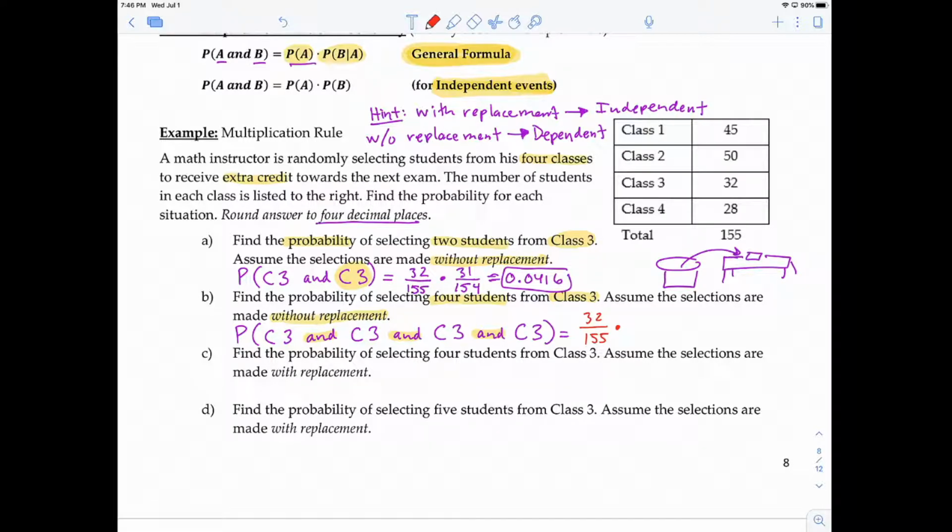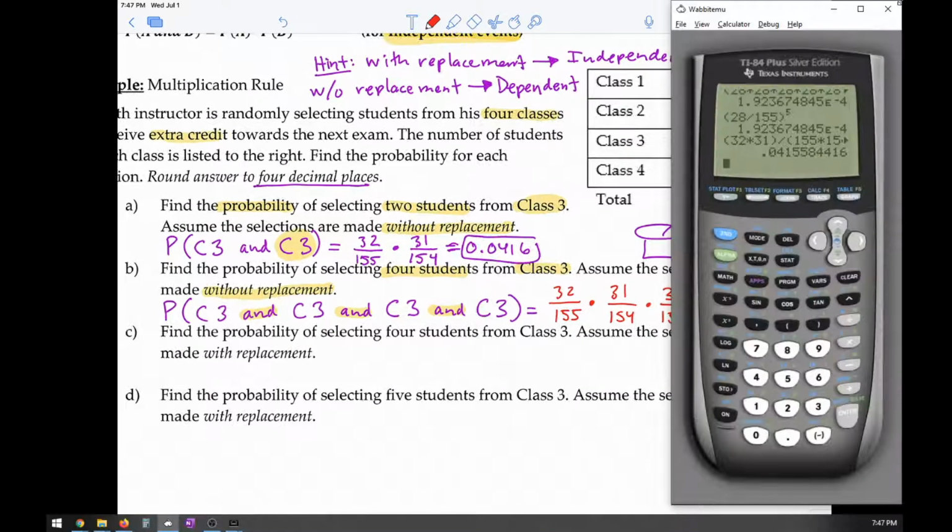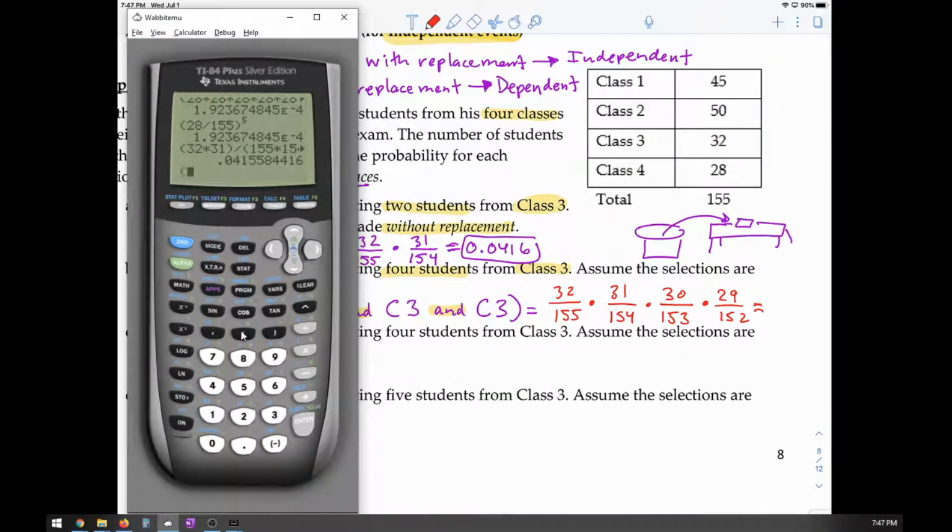And then for the second selection, we're one less from class 3, so it's going to be 31 over 154. And again, 154 because we're one less total. For the third selection, there's now 30 names left from class 3, over 153 because we're also one less total. And then for the fourth selection, it's going to be 29 over 152. All right, so let's go ahead and work that out on the calculator and see what we get. So open parentheses.